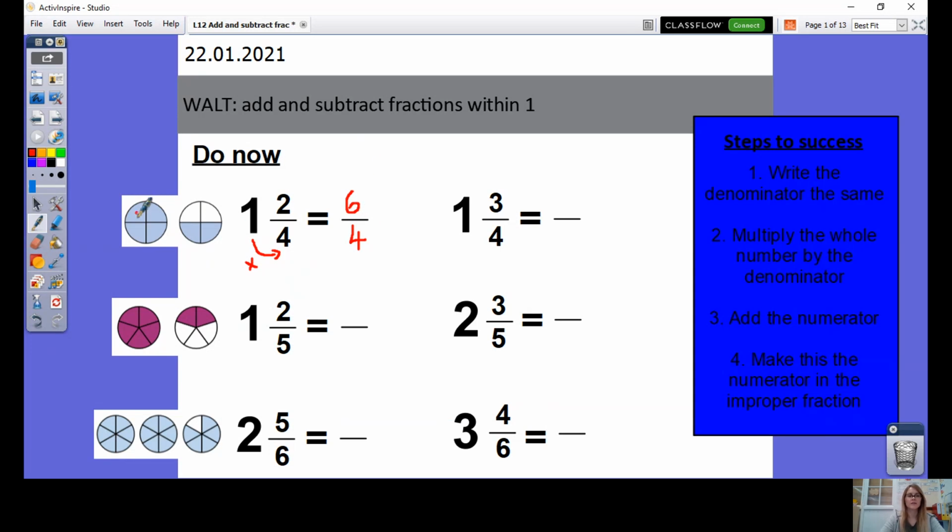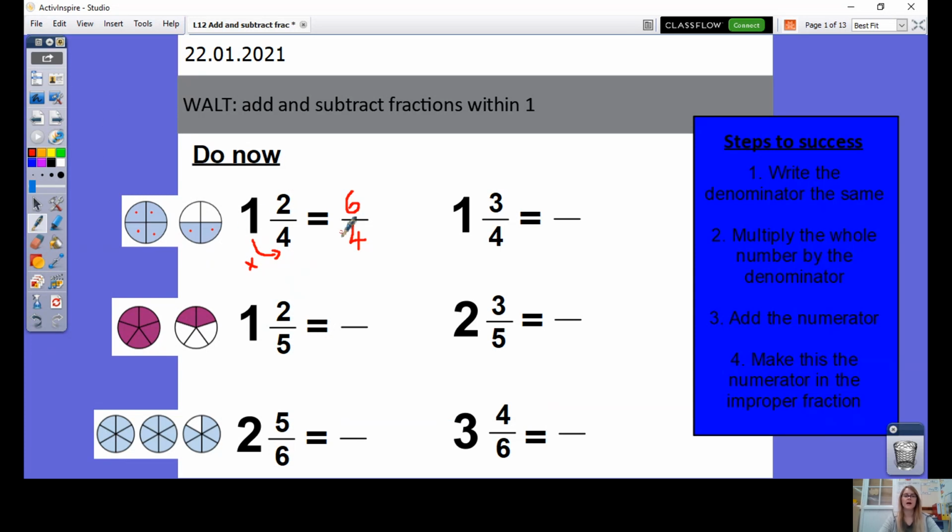So let's just check that I've done that correctly. Let's count the parts in the picture. So I have 1, 2, 3, 4, 5, 6. Fantastic. So 1 and 2 quarters is the same as 6 quarters. So I'd like you to follow the steps for the next questions and then come back when you're ready. Off you go.